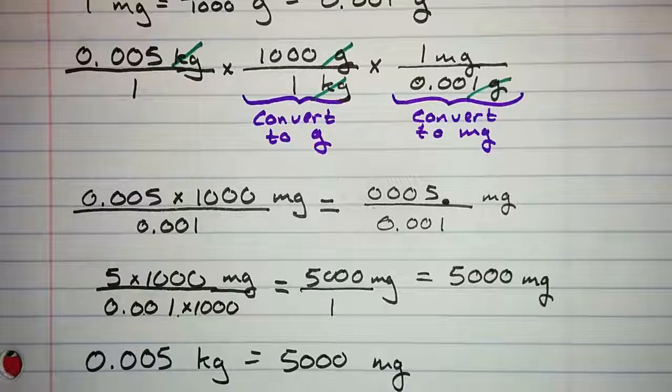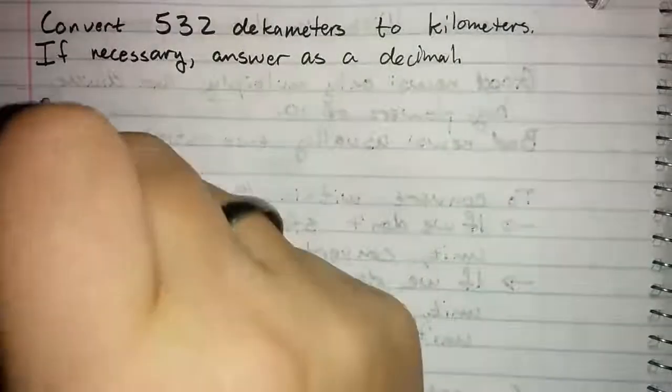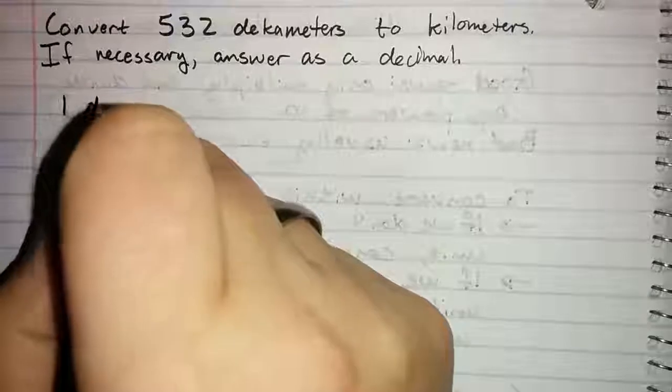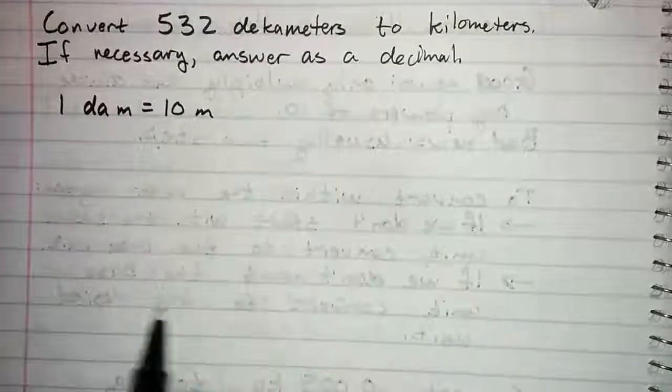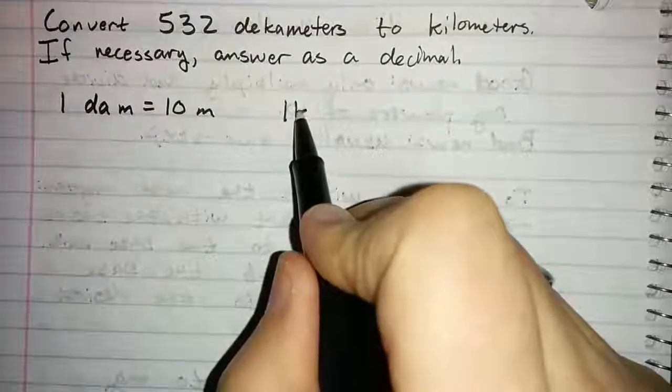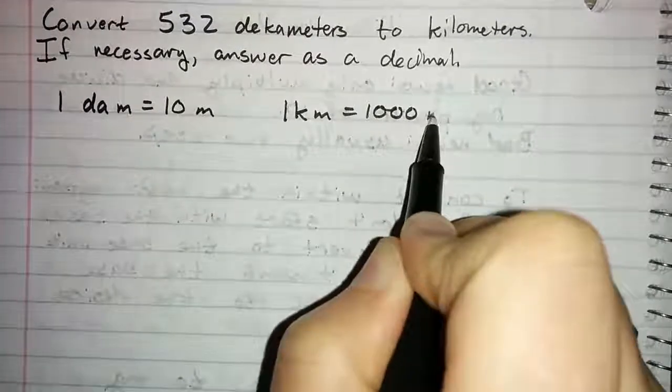Let me give you one of these to try. Convert 532 decameters to kilometers. If necessary, answer as a decimal rather than as, say, a fraction. Pause the video and try this now. Okay, well, we know 1 decameter is 10 meters, and 1 kilometer is 1,000 meters.